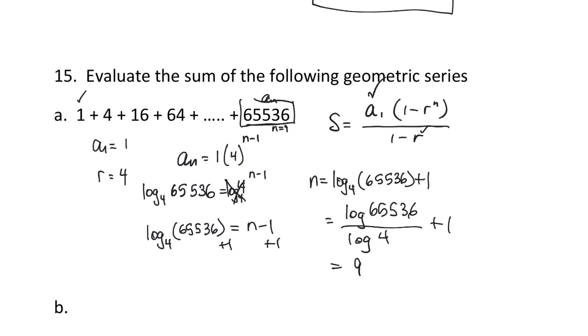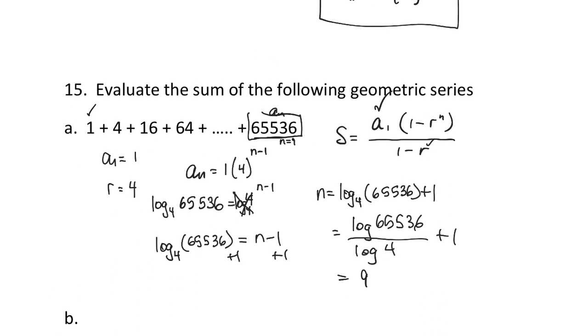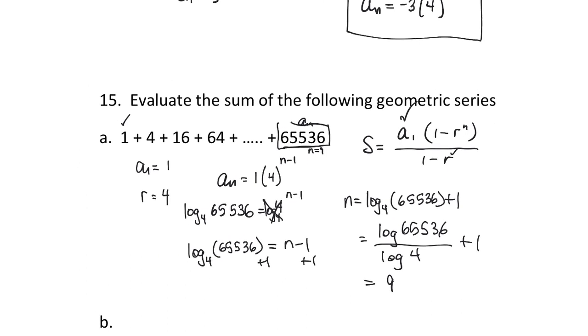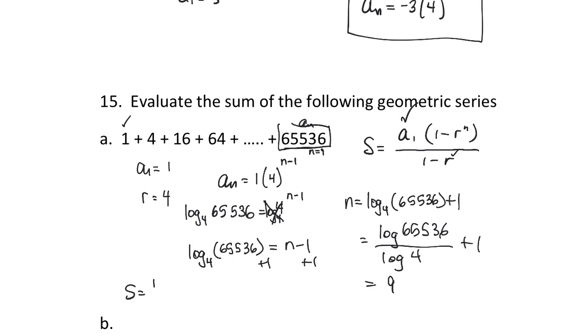So we can use all the information now for this formula. The first term is 1, r is 4, that's raised to the 9th power, and then divided by 1 minus 4. So the sum is equal to 1 times 1 minus 4 to the 9th divided by 1 minus 4. And again, at this point, definitely a calculator problem. It turns out to be 87,381.